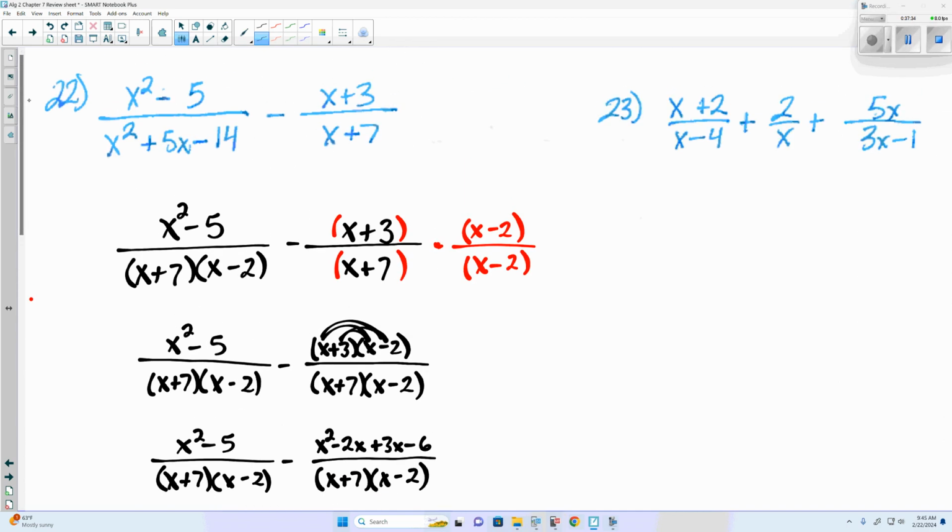Pretty good with 22. 23, where we have 3 different things being added or subtracted, is not going to show up on the test. The most you'll see is 2, like 22, where we have 2 expressions being added or subtracted. There's going to be one with like bases already. There's going to be one where we have to do something to get them to be the same. There's not going to be one like 23.